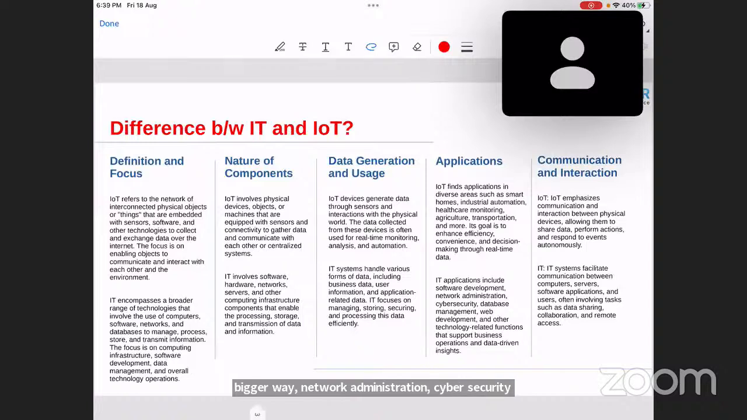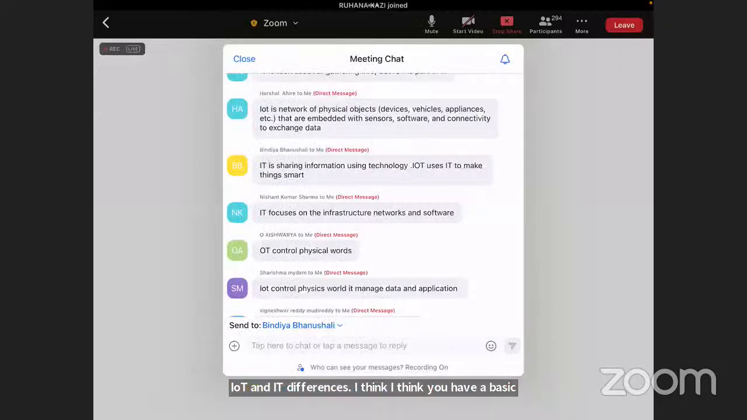Communication and interaction: IoT emphasizes communication of physical devices. IT involves tasks such as data sharing, collaboration, remote access, video calling. Those kinds of things are more into IT. These are the IoT and IT differences. I think you have a basic picture clear of what the difference is.